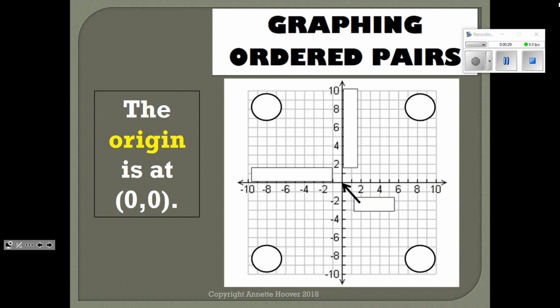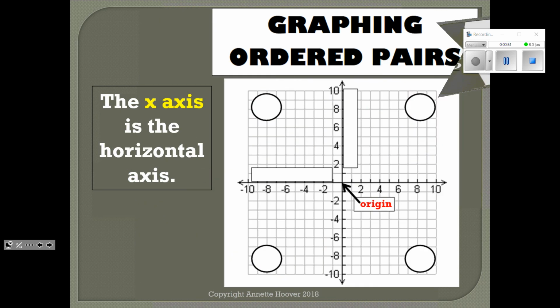vocabulary. The origin, we learned this a couple of weeks ago, but you're going to find the origin on a 4 quadrant grid right here in the center where the x-axis and the y-axis intersect. That is at 0, 0. So we can label that origin. We have the x-axis again, and remember the x-axis is the horizontal axis. Horizontal, like the horizon, is flat. So here is our x-axis. So we're going to label that right above the x-axis.